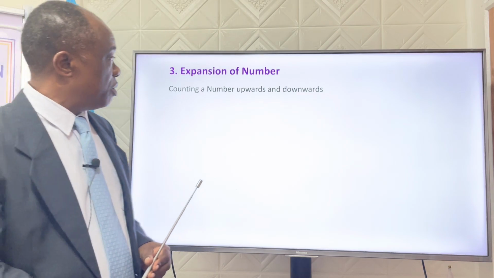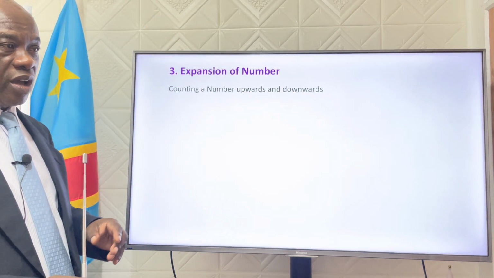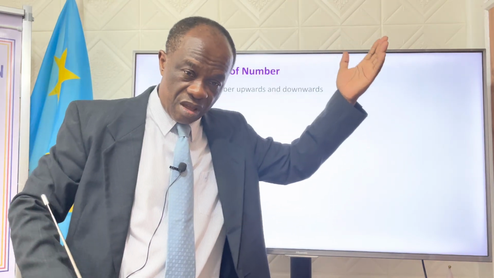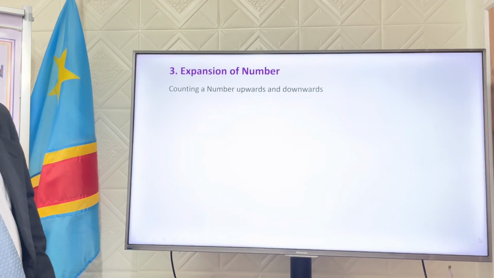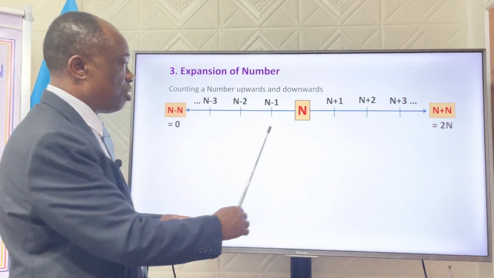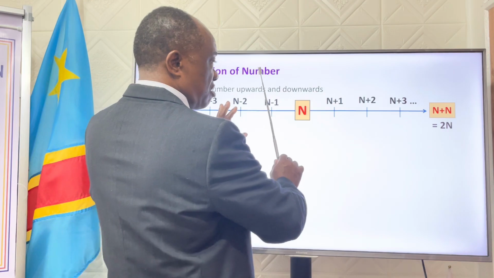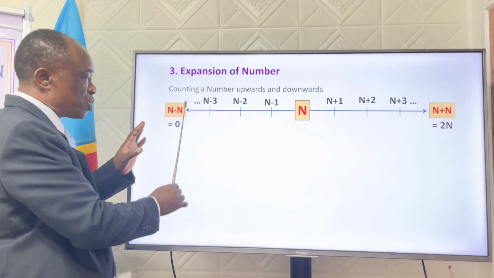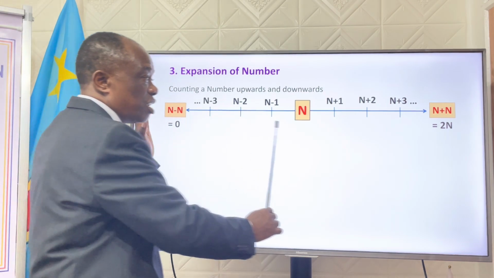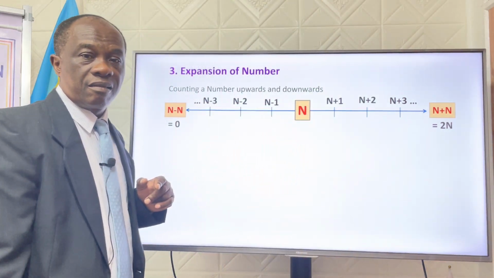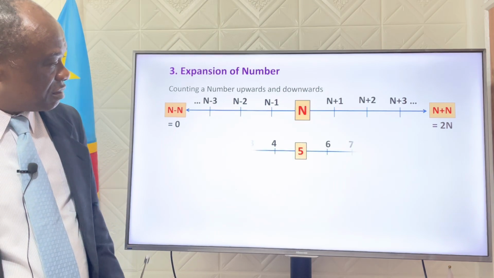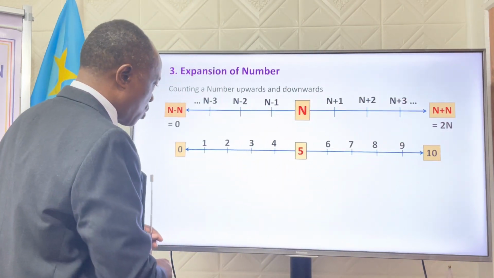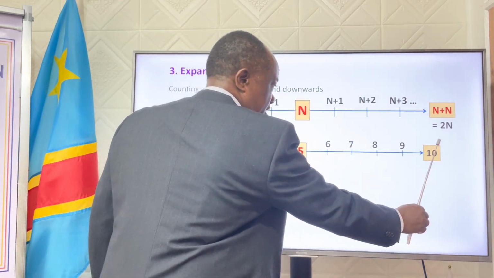Next, we will see about the expansion of a number. To expand a number, expansion means you have to go on both sides, up and down. So we have to count it upwards and downwards. We have n here. On one hand, it is plus 1, plus 2, plus 3, and on the other hand is minus 1, minus 2, minus 3, going down to 0. And here it's going up to 2n. So we have an example, 5. When we expand 5, we count it on both sides. Then we have here 0 and there 10.